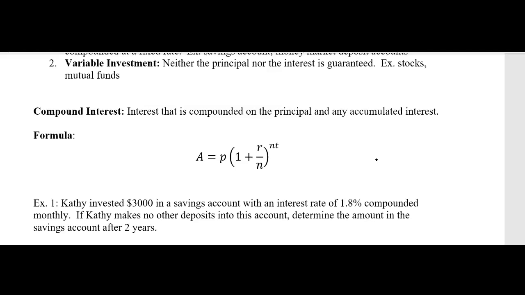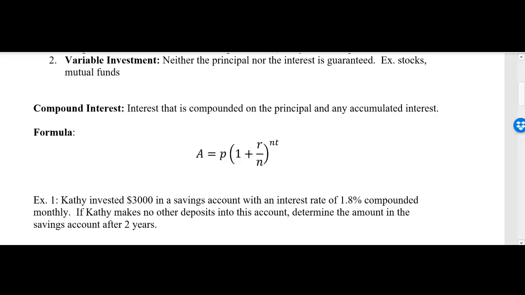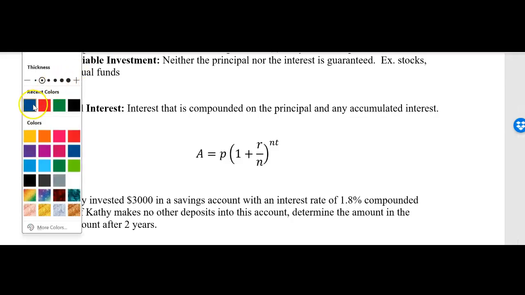Let's look at the formula. You have A, which means total amount, equals P, which is still your principal, times 1 plus R over N to the NT. Now, you have a new variable here, N. What is N?